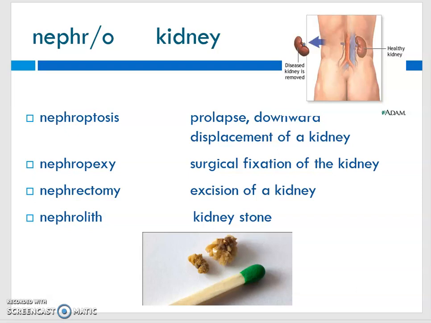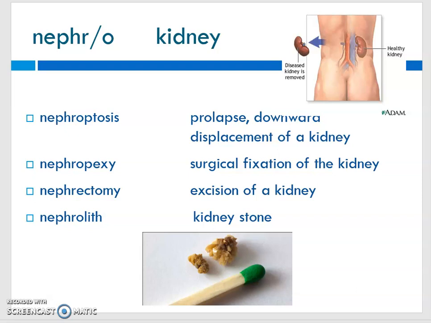Nephropexy would be a surgical fixation of the kidney. So if you had a ptosis of the kidney, you're going to fixate it and try to put it back where it belongs. That's always a surgical process. They usually use some type of netting to place it back. Nephrectomy would be excision of a kidney. So if it's diseased, they can remove it. And you can remove one kidney and still have one functioning kidney and survive quite well. If you happen to lose both kidneys, then it's more of a problem.